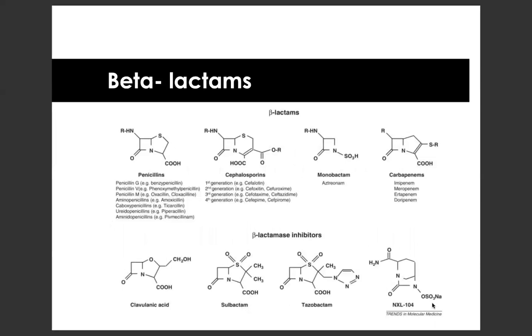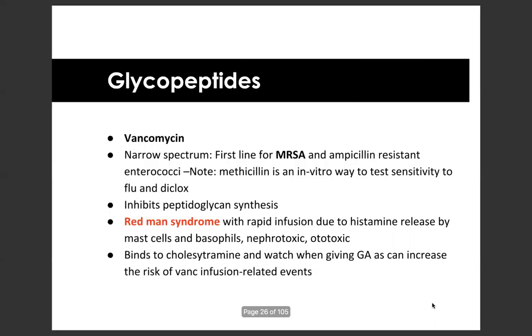And so this is just a bit of chemistry here. The next class that's important is glycopeptides. The most important one is vancomycin, and this is the treatment of choice for MRSA. Important adverse reaction to know is red man syndrome, and this is not a true allergy, but due to rapid rate of infusion. So the way to manage that is to reduce the rate of infusion.